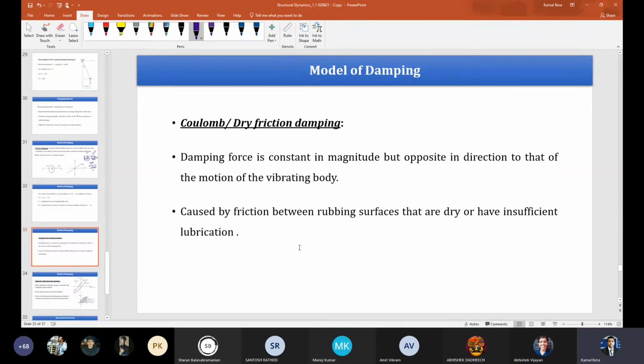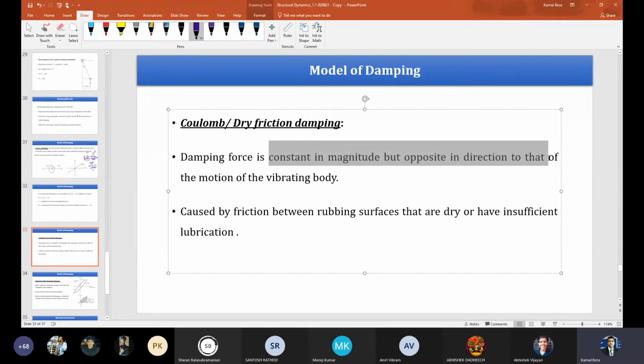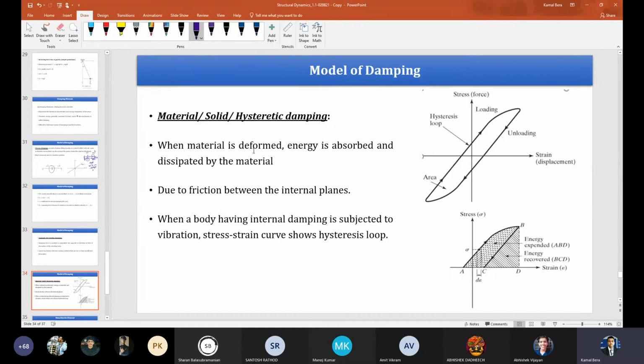Then the Coulomb was the dry friction damping. So that is due to the friction characteristic. Just remember that this is constant in magnitude, but opposite in the direction of the motion of the vibrating body. Then there is another kind, which is also called the hysteresis damping or the material damping, and also sometimes called the structural damping.